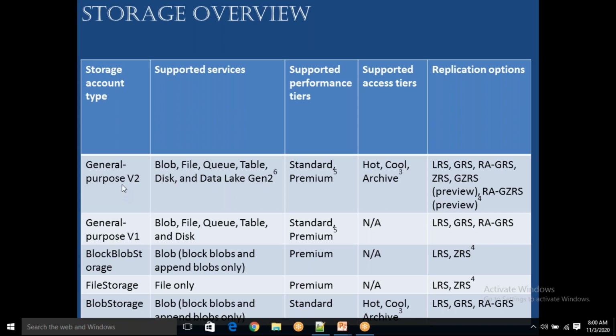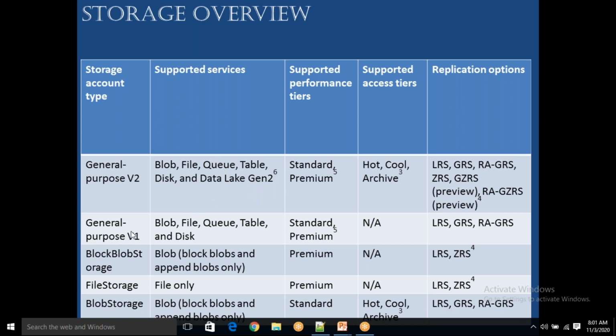When you go with General purpose V2, what will be created in the backend is: Blob will be available, File option will be available, Queue option will be available, Table option will be available, Disk option will be available, and Data Lake Storage Gen 2 option will be available. But we have not discussed Data Lake Storage Gen 2. We will discuss that later, because that is another storage which we have in Microsoft Azure.